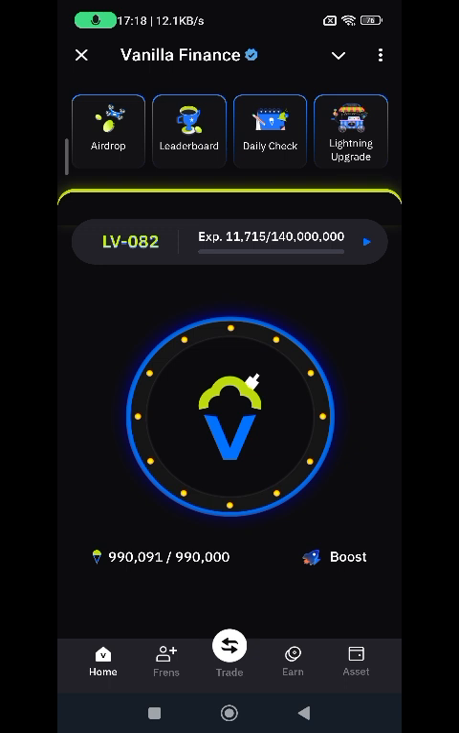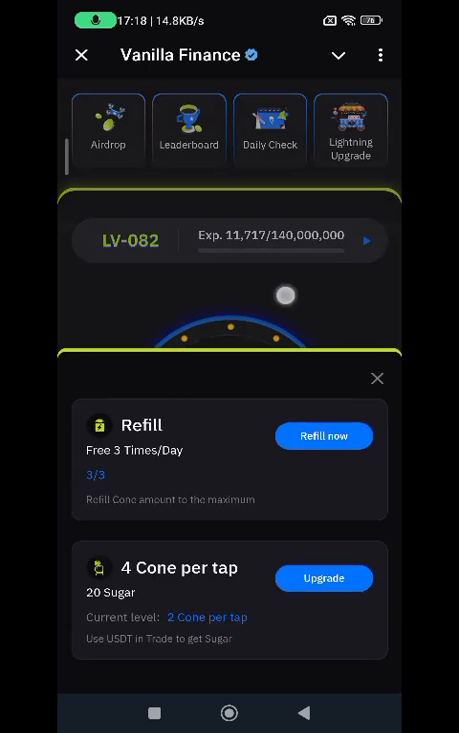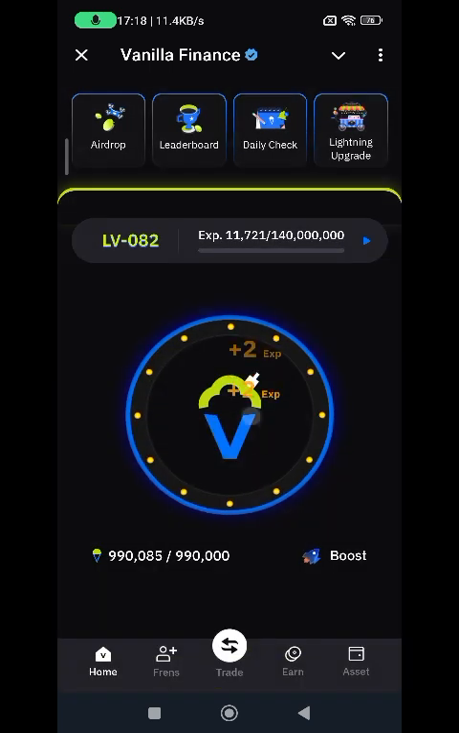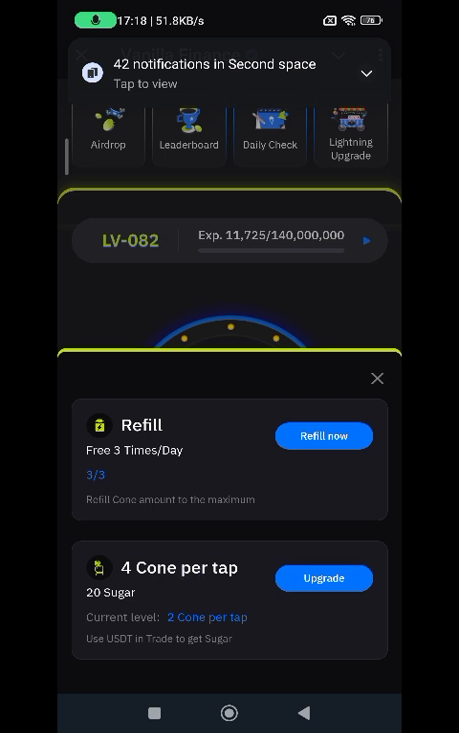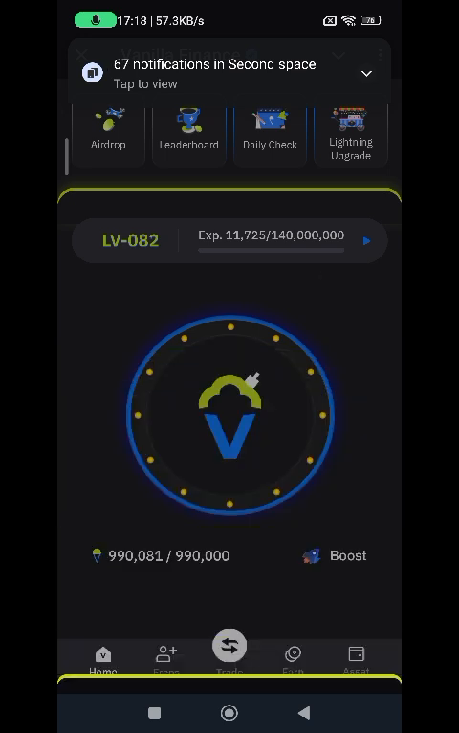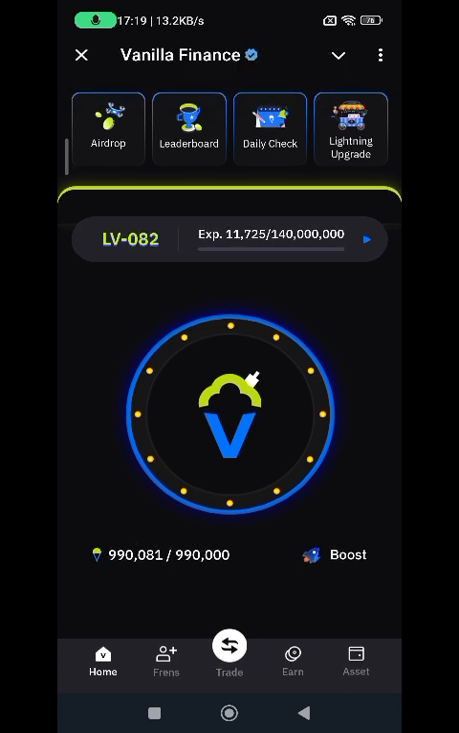So that's for the homepage. And then we still have boosters. In the boost, if you paid attention, while I was tapping it was tapping 2 EXP. You can increase it from 2 to 3, from 3 to 4, from 4 to 5 by boosting with sugar. So you have your sugar here, and then you also have a daily refill. Let me show you how the refill works, the same way the refill thing happened over here.